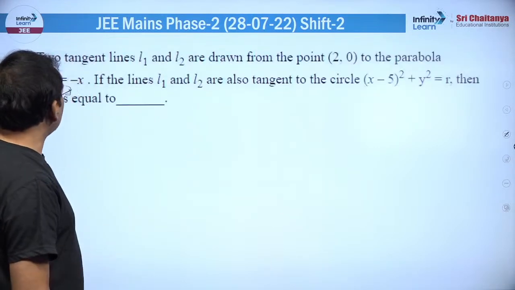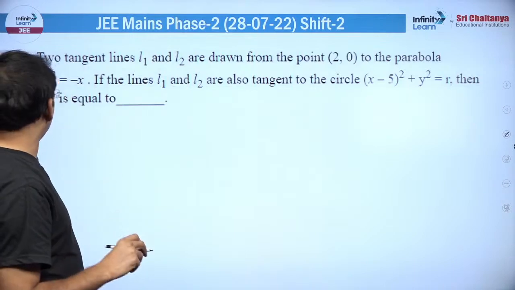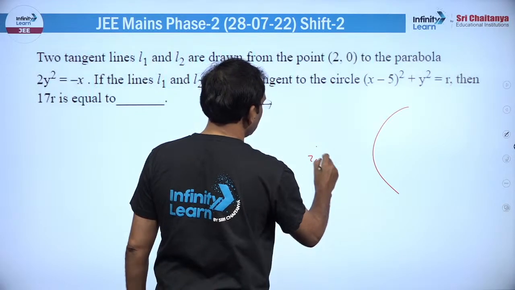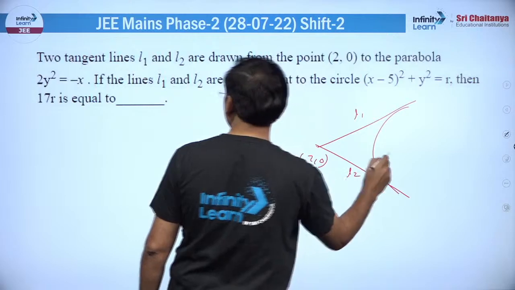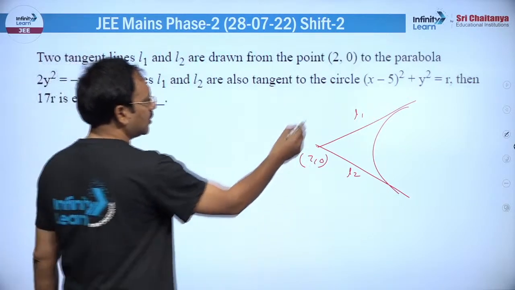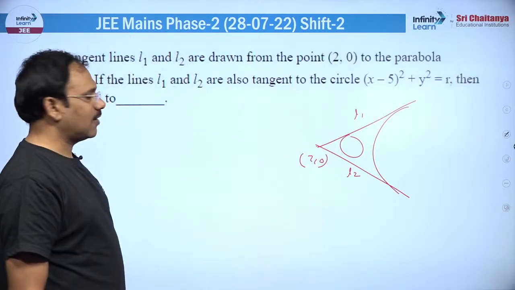Next, you see two tangent lines L1, L2 are drawn from the point 2 comma 0 to the parabola. This parabola is given, and from the point 2 comma 0 two tangent lines are drawn, say L1, L2. Okay. If the lines L1, L2 are also tangent to this particular circle, suppose here, okay, then 17 R value.